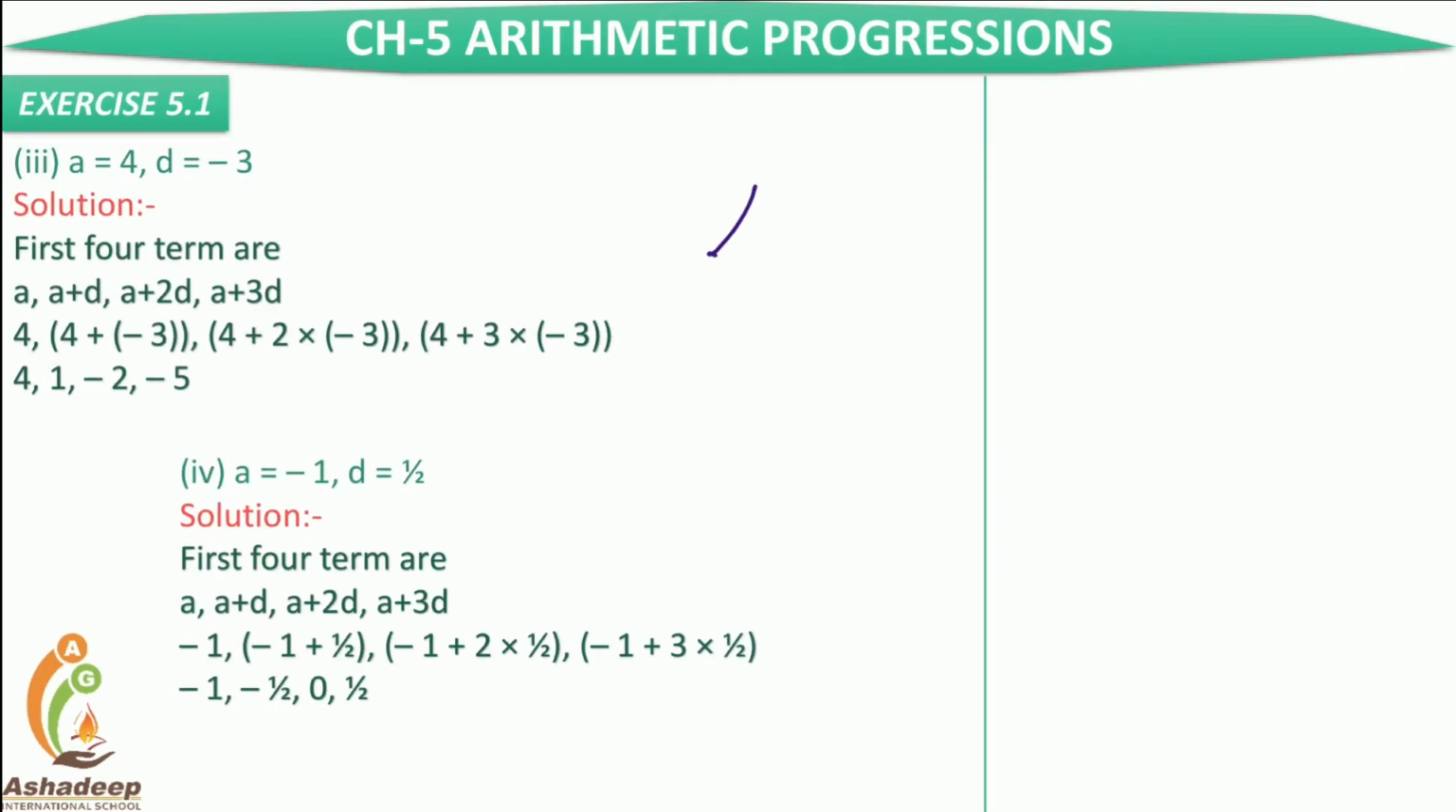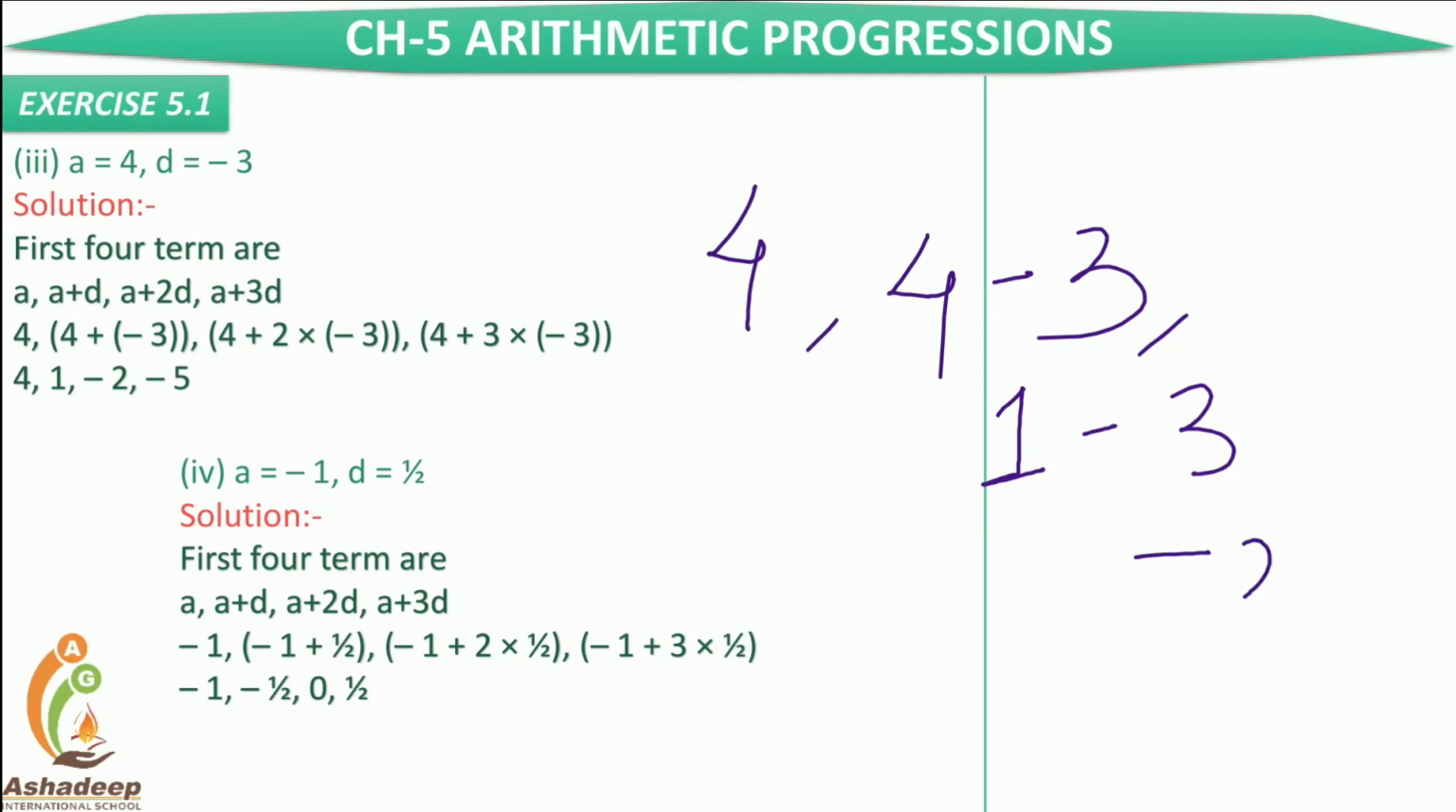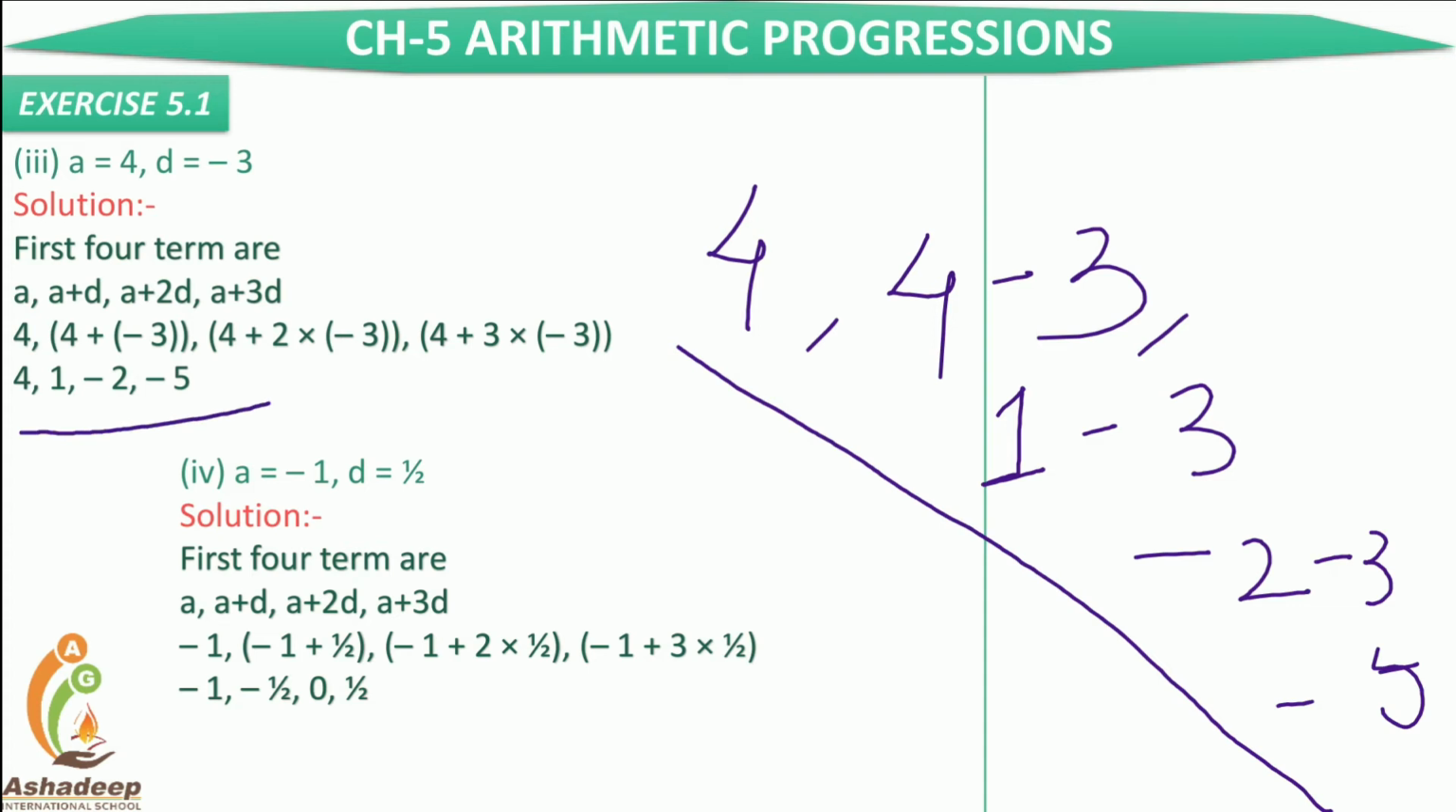Now question number 3. A is equal to 4. For the second term we need to add minus 3. So 4 minus 3 is nothing but 1. Now to the 1 we need to add minus 3. 1 minus 3 is nothing but minus 2. To the minus 2 we add minus 3, which is nothing but minus 5. So what is the series? It is 4, 1, minus 2 and minus 5.